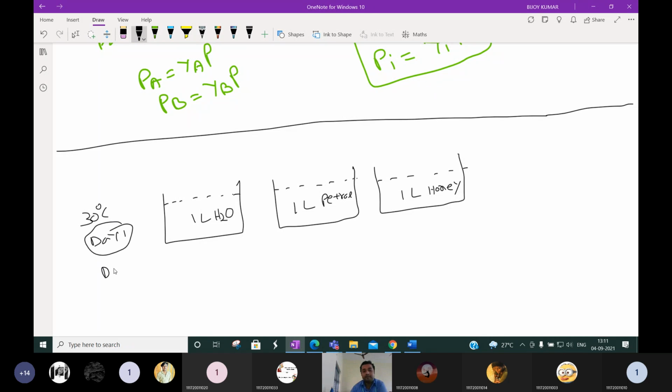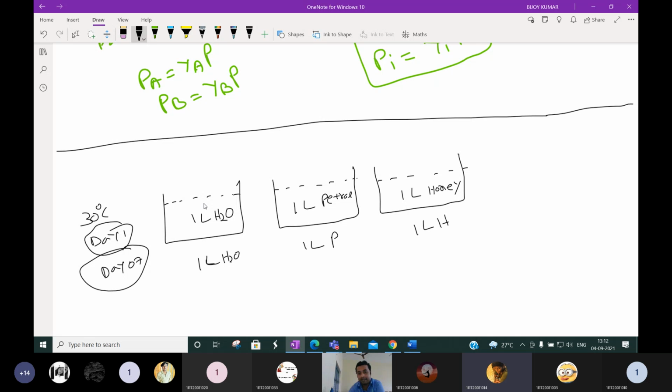After say 7 days, we'll again measure the volume. Can you say in which case the volume will be what after 7 days? Will this chamber have 1 liter of water? No, sir. Will this chamber have 1 liter of petrol? No, sir. Is this chamber having 1 liter of honey? No, sir. It will reduce very little. Yes, it will be reduced to less than 1 liter. But the rate of reduction will be different.